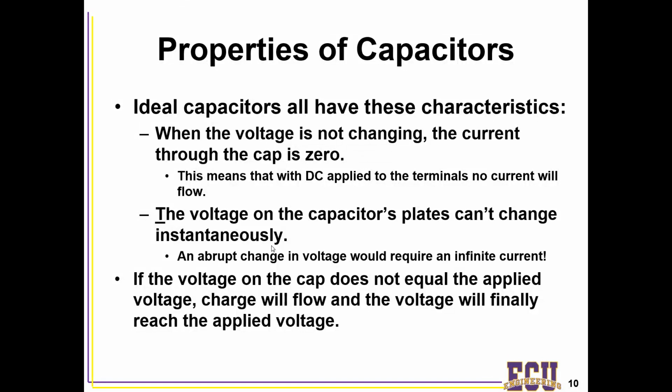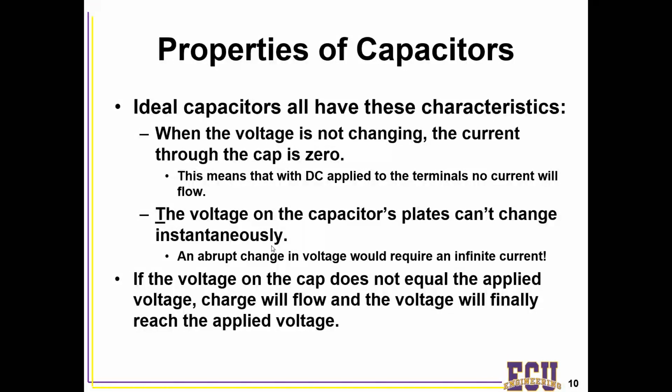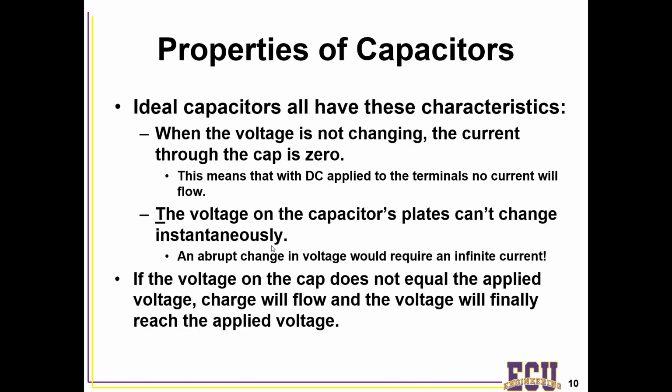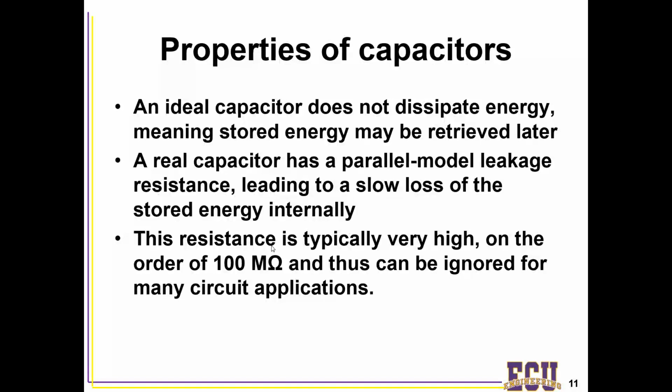So usually what you'll see in conjunction with a capacitor is a resistor, and that will allow that current to trickle into the capacitor over time and eventually charge it up, rather than just instantly having a change in the capacitor's voltage. So if the voltage on the capacitor does not equal the applied voltage, charge flows in, and then if you start turning off the applied voltage, then charge will start to trickle back out. An ideal capacitor doesn't dissipate energy, it just stays there and can be retrieved later.